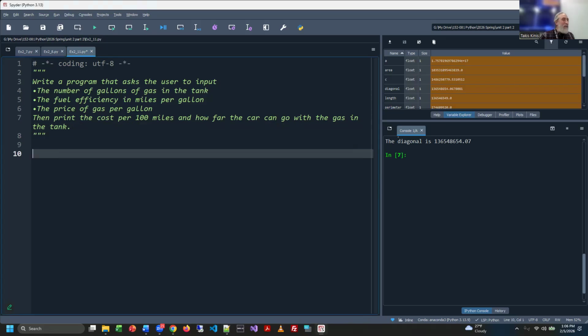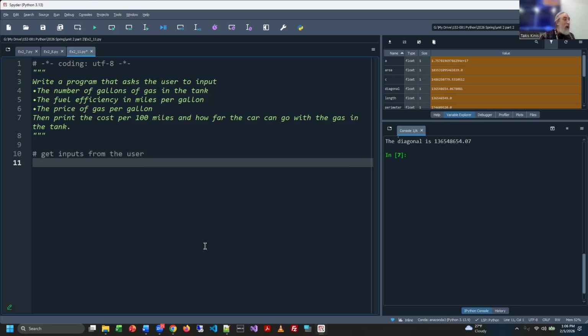So let's do the first part, which is to get the inputs from you guys. So here are the prompts that we're going to give to the user. We're asked to get the number of gallons of gas in the tank. So what I did is I typed this little thing. I call the variable tank amount. You call it tank if you want, whatever. And enter the fuel capacity of the vehicle.